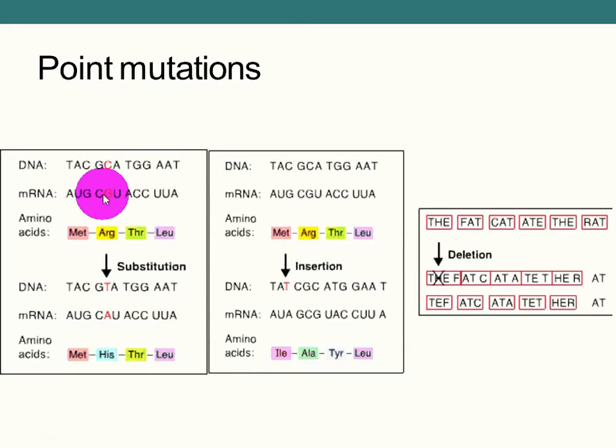You can see here in this substitution, though, what happened is that somewhere along the way, maybe when it got replicated, this cell screwed up, and instead of having a C, they have a T. So when that piece of DNA gets transcribed into mRNA, that 3-letter segment, that codon, is now different, and it codes for a different amino acid. So this is methionine, histidine, threonine, and leucine.